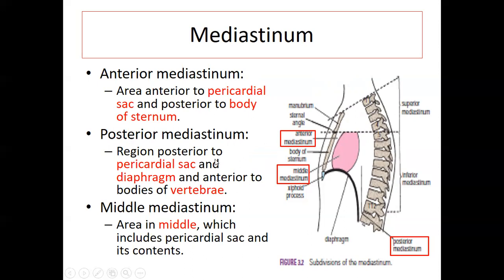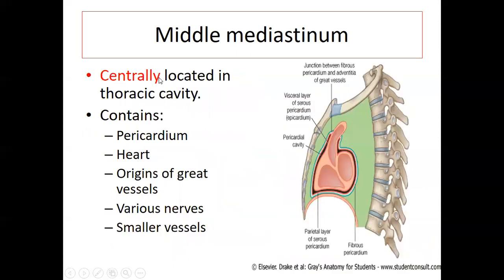And the middle mediastinum. The whole structure here is the middle mediastinum, the area in the middle. This is the middle mediastinum, which includes the pericardial sac. The pericardial sac and its contents are included in the middle mediastinum. I hope you are clear with my explanation just now.